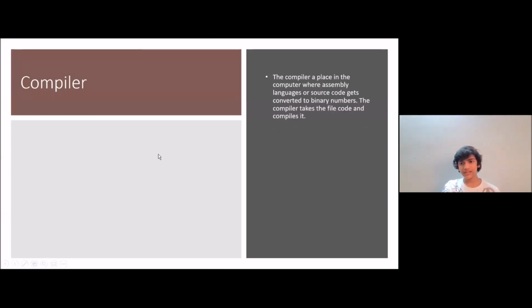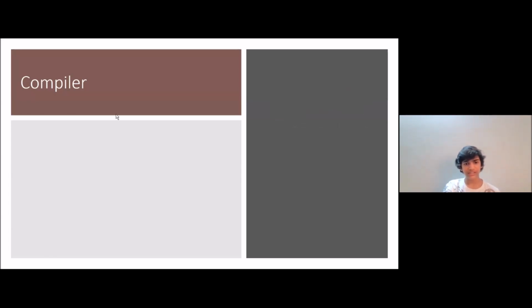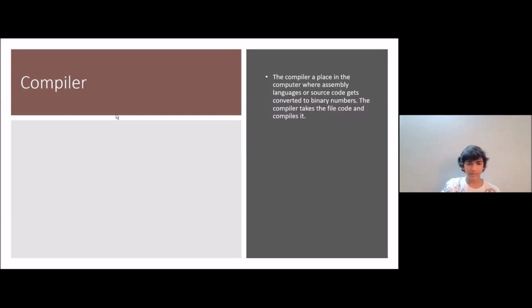The compiler is a place in the computer where assembly languages or source code gets converted to binary numbers. Actually, this compiler is not like a chip, as you have seen in the RAM. It is more of a program, and this program converts code like Python, Java, or C++ code, class files or py files, to binary numbers. The compiler takes the file code and compiles it.